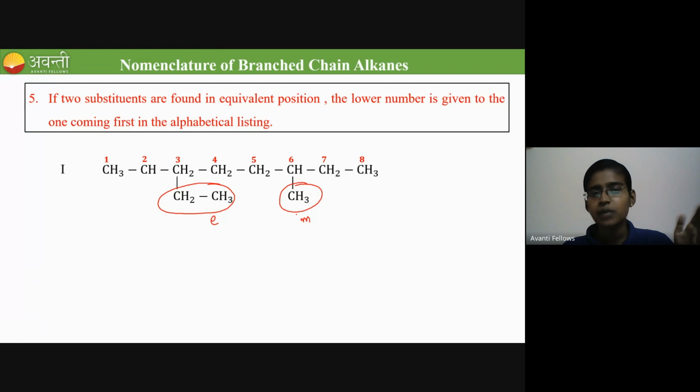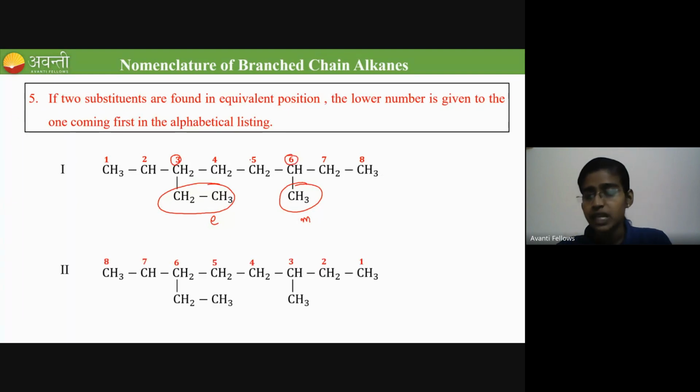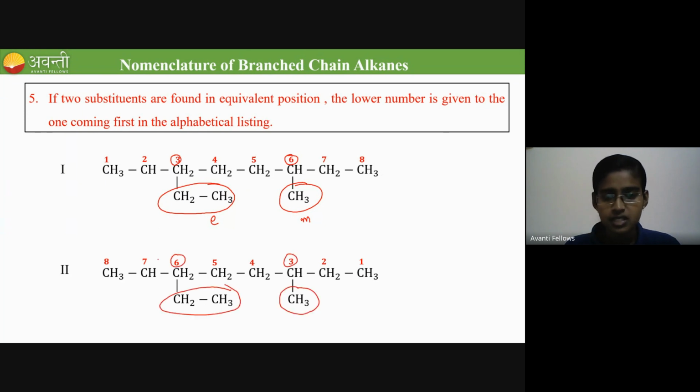While numbering from left to right, what are the numbers I'm getting? 3 and 6. If you are numbering from right to left, again, what are we getting for both the substituents? It is 3 and 6, right? So both are having 3 plus 6, meaning both the substituents are found in the equivalent position. Then how to number? Which is the correct way of numbering? Whether we can number from either of the ways, or which one is correct?